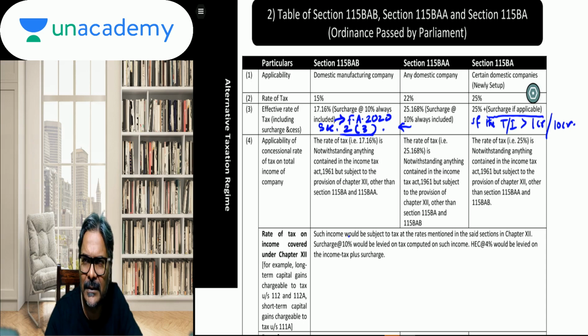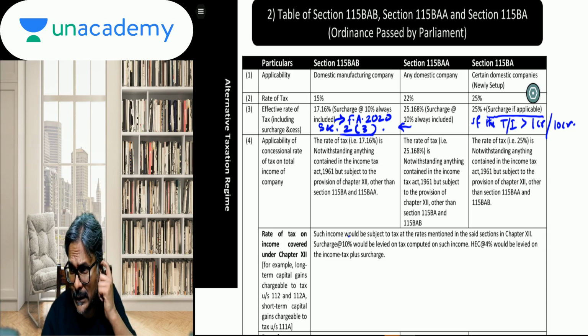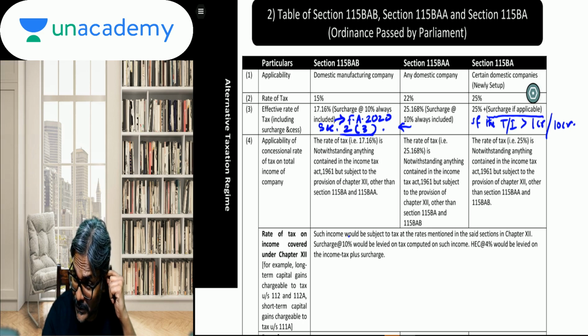However, may I say to all of you that in the context of the tax rate, which is 10%, the question will again arise, what about the surcharge and the HEC?